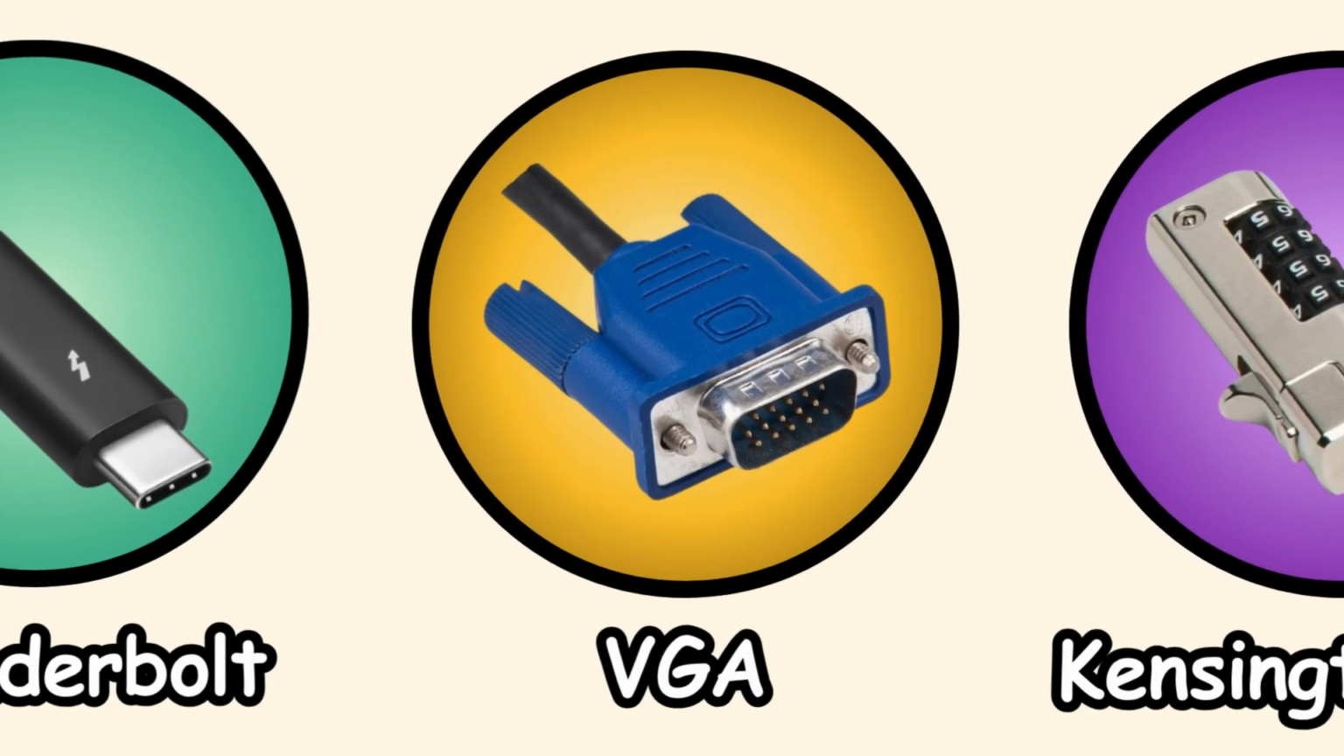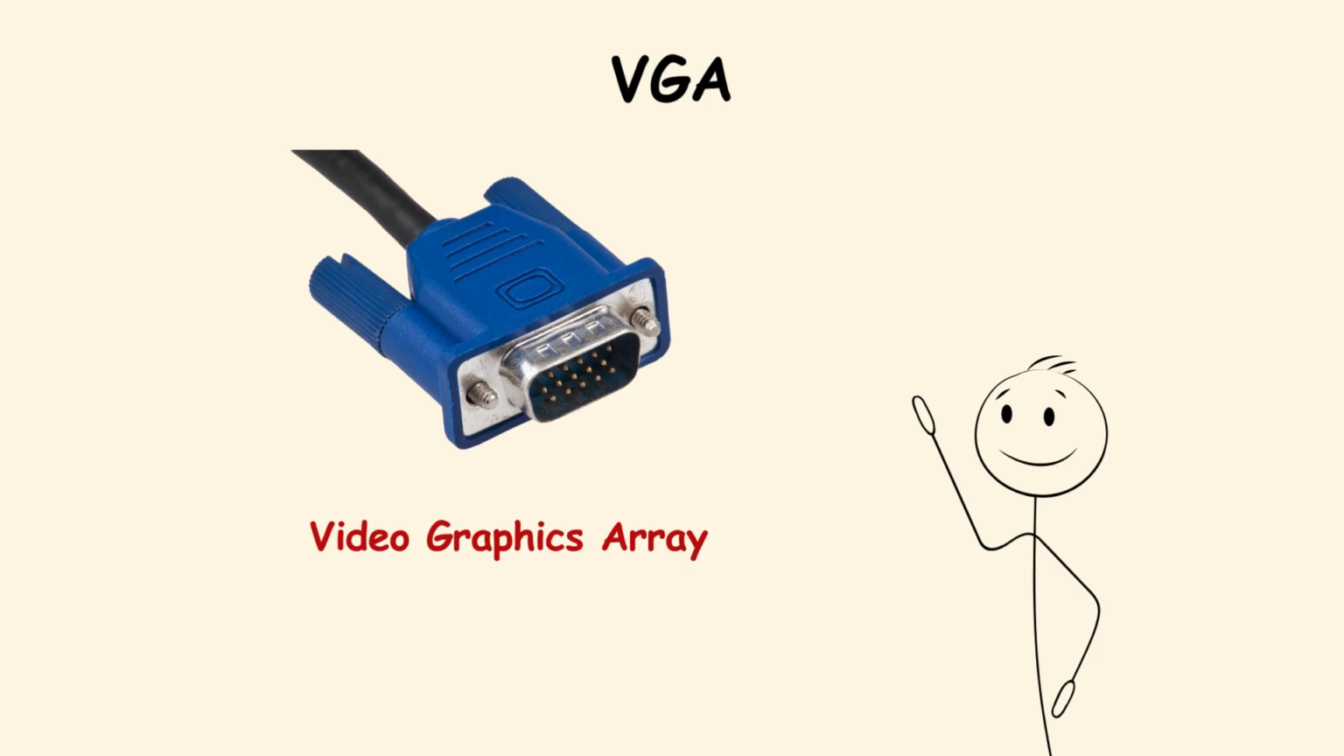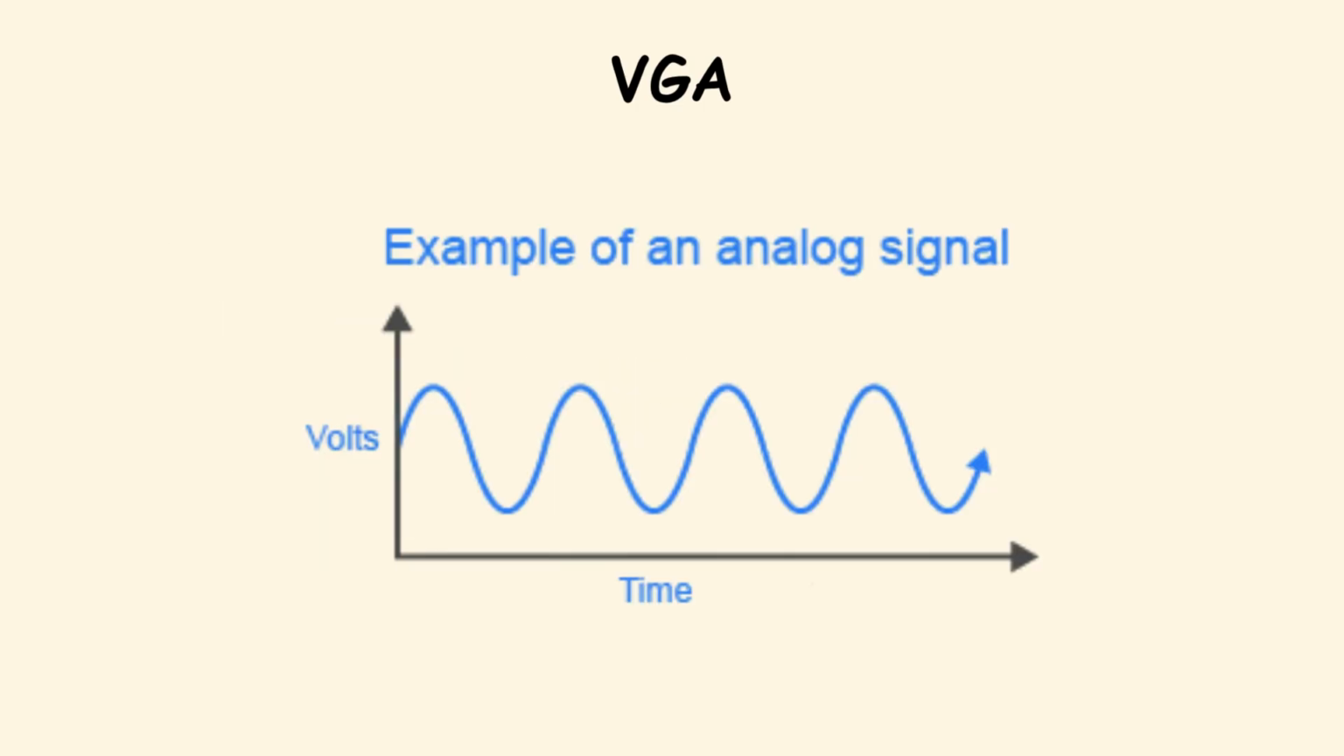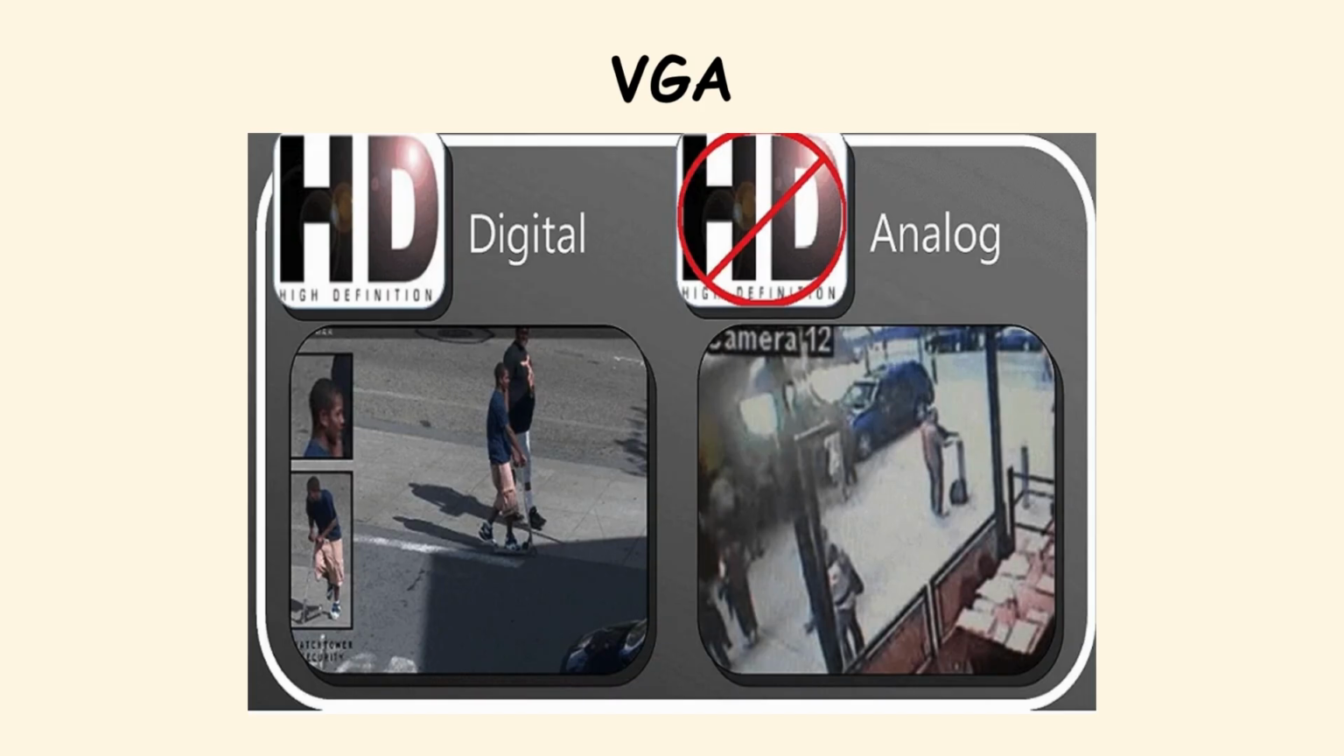VGA. VGA, short for Video Graphics Array, is one of the oldest display connectors that used to be everywhere in the past. If you've seen a chunky blue connector with 15 pins, that's VGA. It carries analog signals, which means the image quality isn't as sharp as today's digital connections.